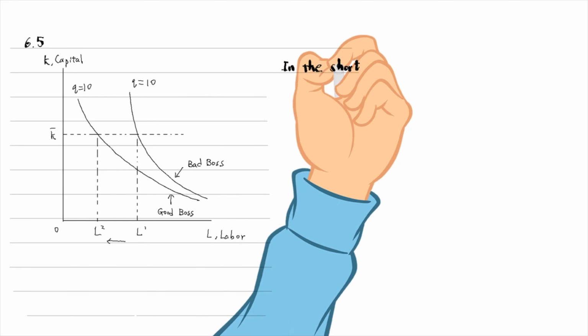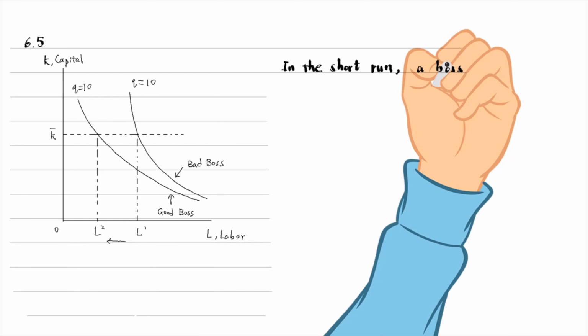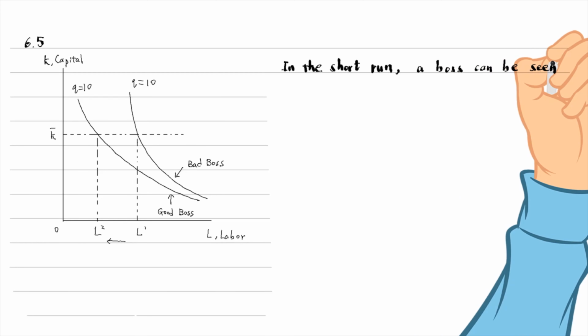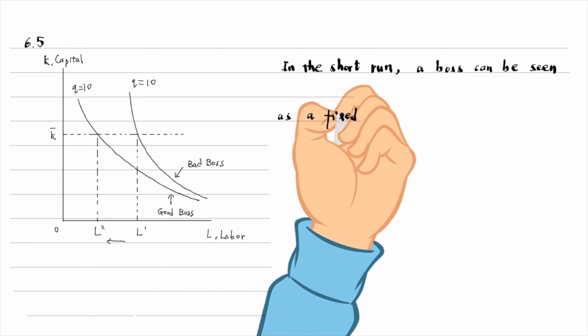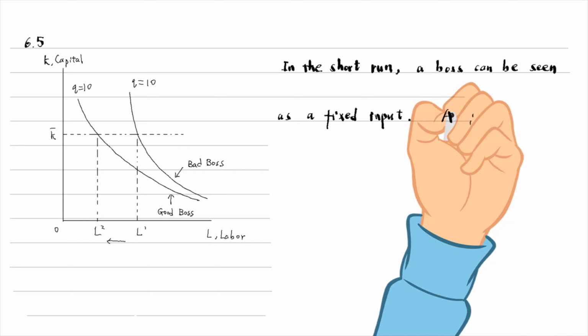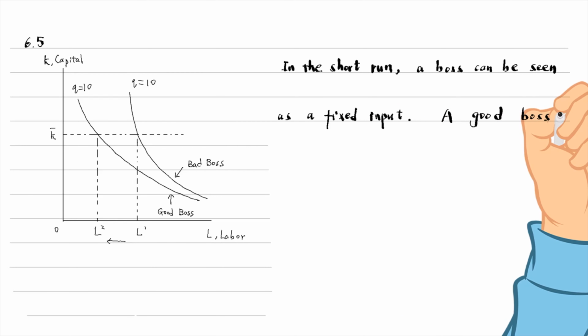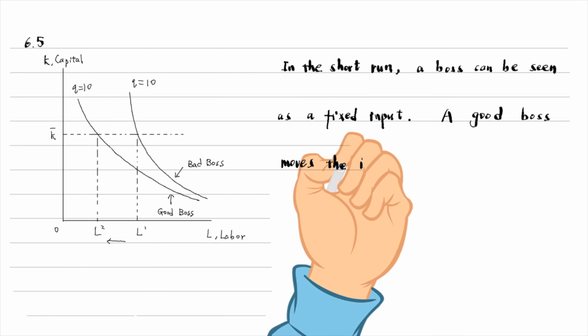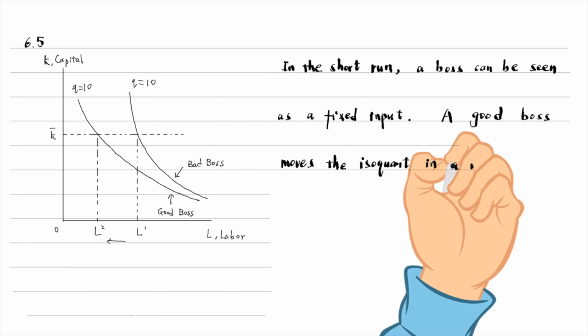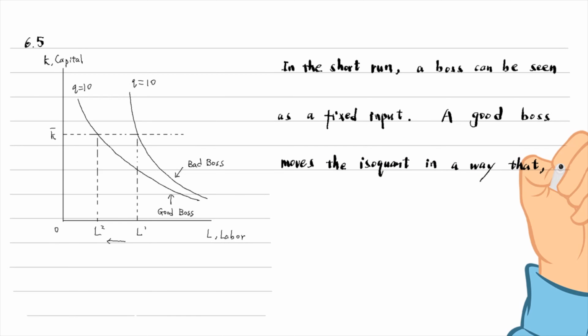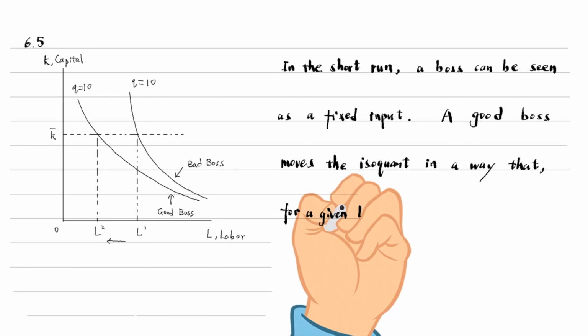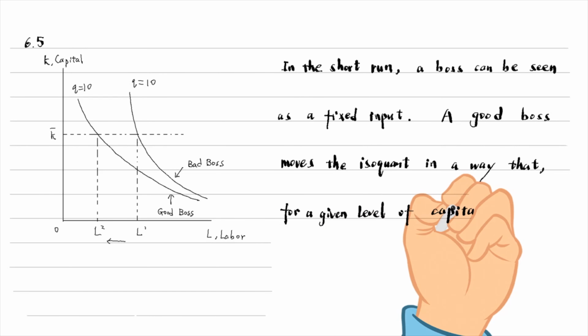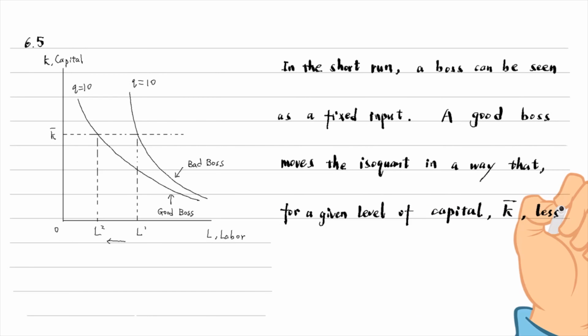In the short run, a boss can be seen as a fixed input. A good boss moves the isoquant in a way that for a given level of capital, K bar, less labor is required to produce the same amount of output, for example, 10 units.